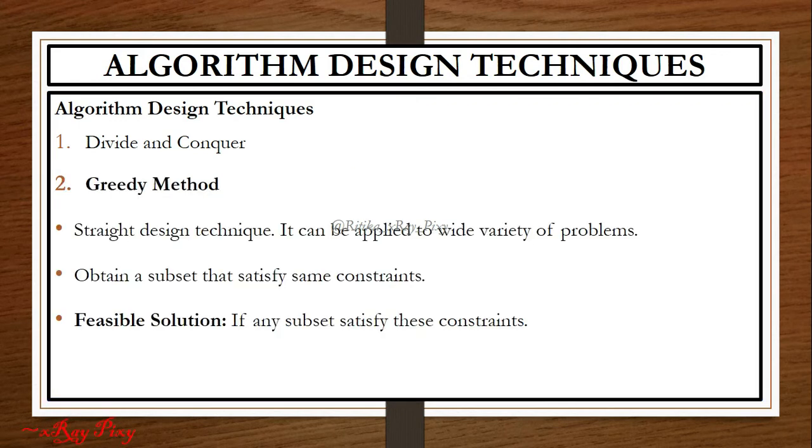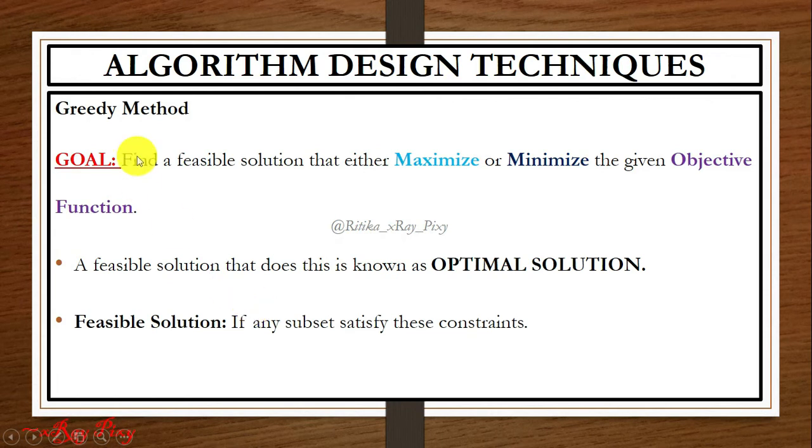Next is greedy method. Greedy method is the most straightforward design technique that can be applied to a wide variety of problems. Here we are required to obtain a subset that satisfies some constraints, and any subset that satisfies these constraints is known as a feasible solution. Our goal here is to find a feasible solution that either maximizes or minimizes the given objective function. A feasible solution that either maximizes or minimizes the objective function is known as an optimal solution.